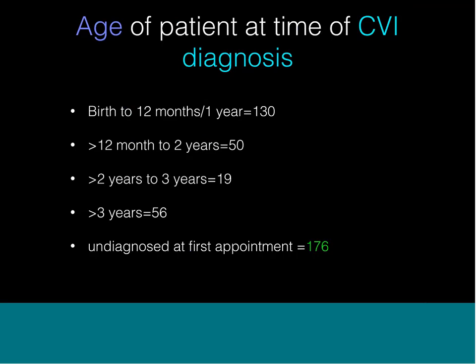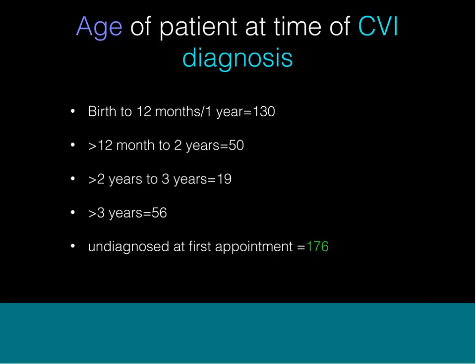So what are the ages of these patients at the time of the diagnosis? We keep data on when they were diagnosed with CVI by a neurologist or an ophthalmologist. Those children from birth to 12 months, there were 130. Between 12 months and 2 years, there were 50. Between 2 years and 3 years, 19. Greater than 3 years were 56. And how about this last one? 176 of those individuals came to Pediatric View seeking a diagnosis. And those were 176 who had CVI.